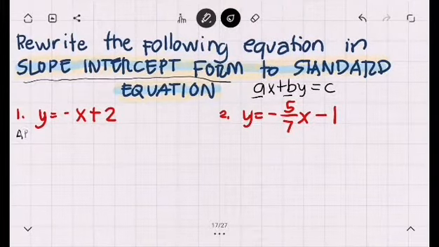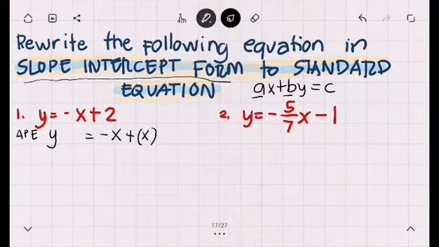So, we can now apply again addition property of equality. So, we can now write y equals negative x. So, ano yung pwede nating i-add para mawala si negative x? Yung opposite niya ay positive x. Then, plus 2. So, naglagay ako ng space. So, ito yung space kung saan natin ilalagay kung ano yung inadd natin sa right side. So, kung naglagay tayo ng plus x sa right side, maglalagay din tayo ng plus x sa left side.